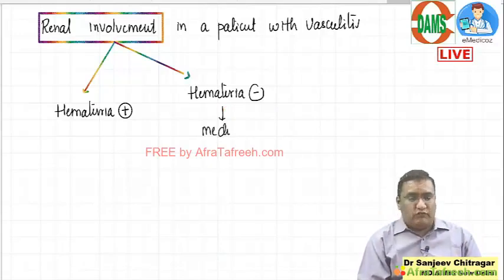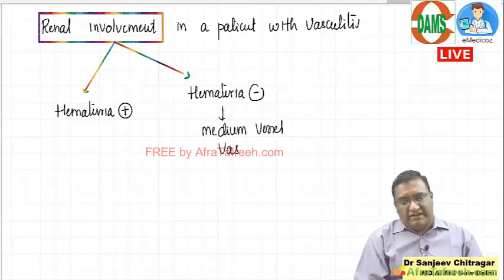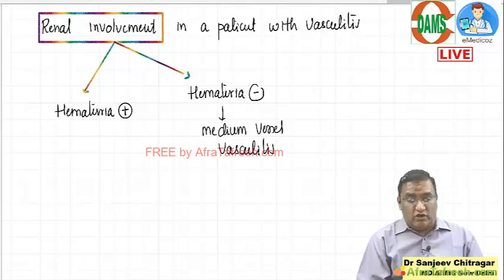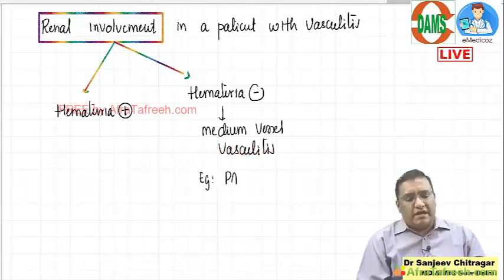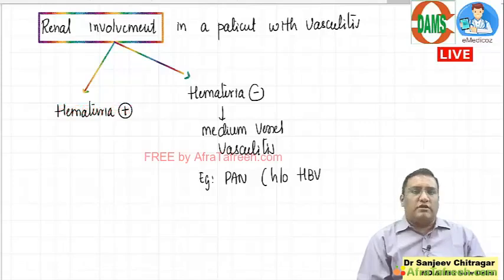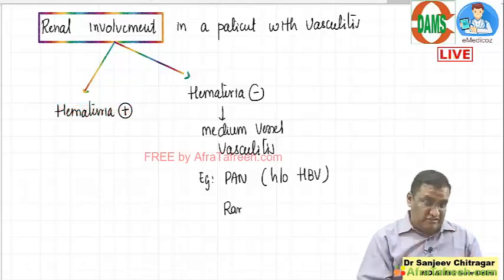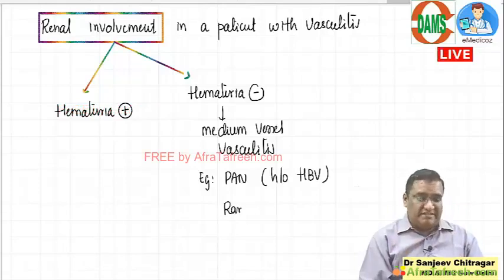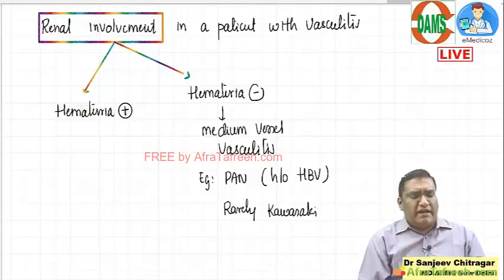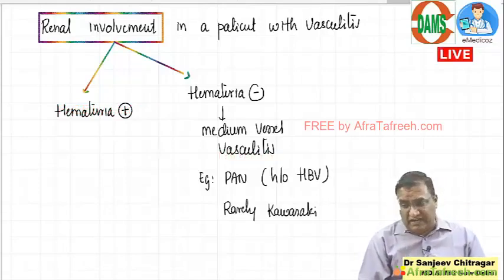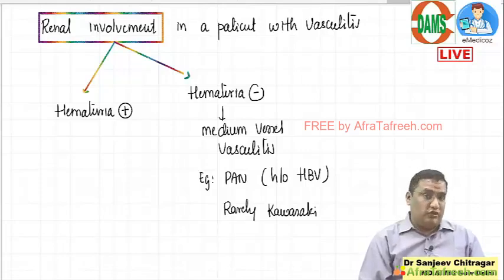What is that? Medium vessel vasculitis, like the renal artery or its branches are involved. So example for this is polyarteritis nodosa, PAN, right? It's polyarteritis nodosa. So what will you look for here? History of hepatitis B infection will be there because it's an immune complex with HBsAg. And rarely Kawasaki also can involve kidney, right? Kawasaki can also involve kidney, rare.